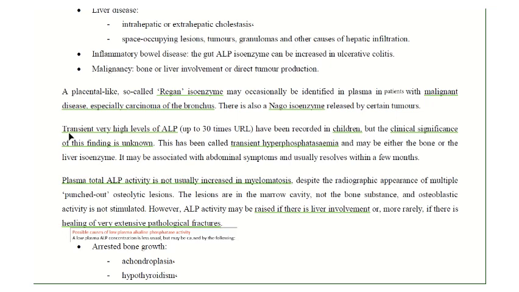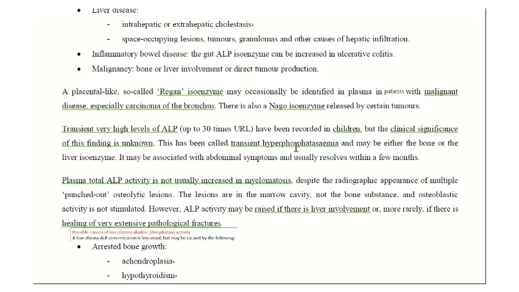There is a condition of transient very high levels of alkaline phosphatase, ALP, up to 30 times the URL, which have been recorded in children. But the clinical significance of this finding is unknown. This has been called transient hyperphosphatasemia.